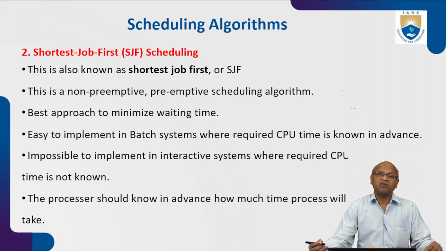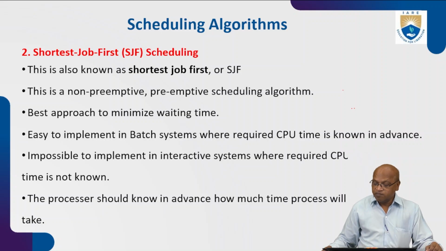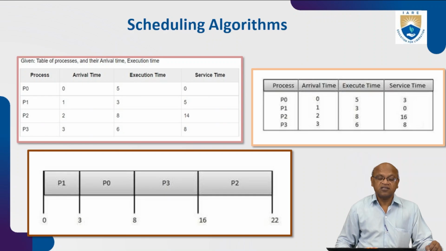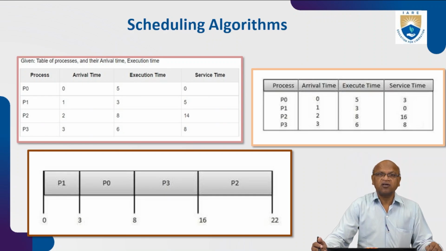If CPU time is not known, which instruction takes how much time, that we must know in advance. If you don't know that, then we cannot go for this shortest job first. That is the only difficulty. So the processor should know in advance how much time each process will take. That's the important thing in this algorithm.